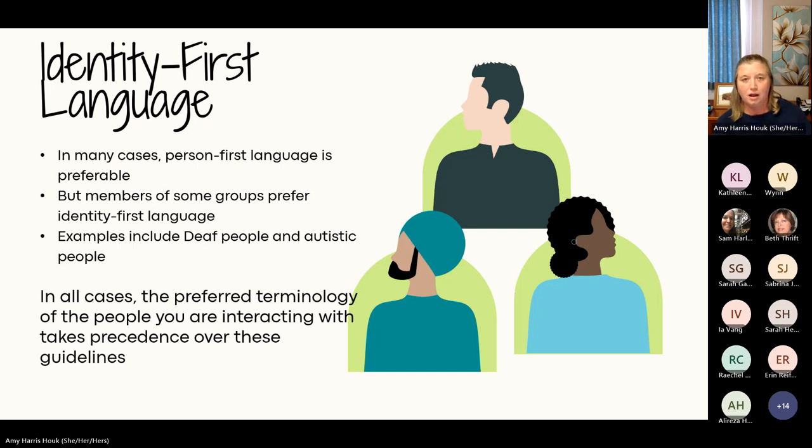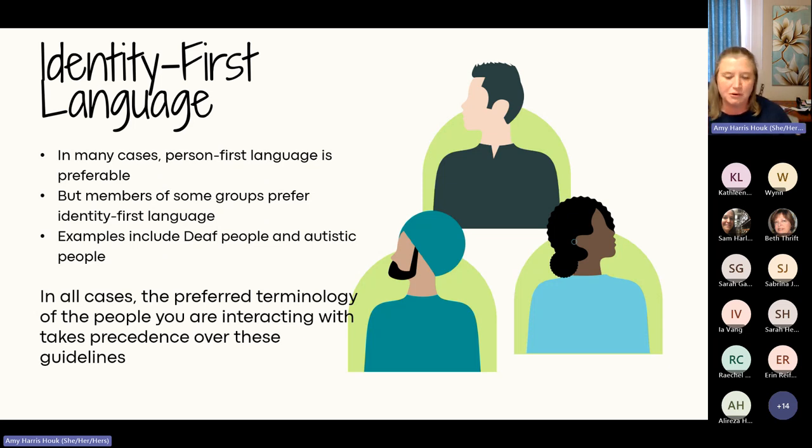Again, the most important thing here is if you are interacting with someone or you're doing research and you're involving a community or group, always check with them on the terminology that they use or that they prefer, and use that. So that supersedes everything. If you are interviewing or doing something with a person with ADHD and they say, actually, I prefer to be called a neurodivergent person, call them a neurodivergent person.